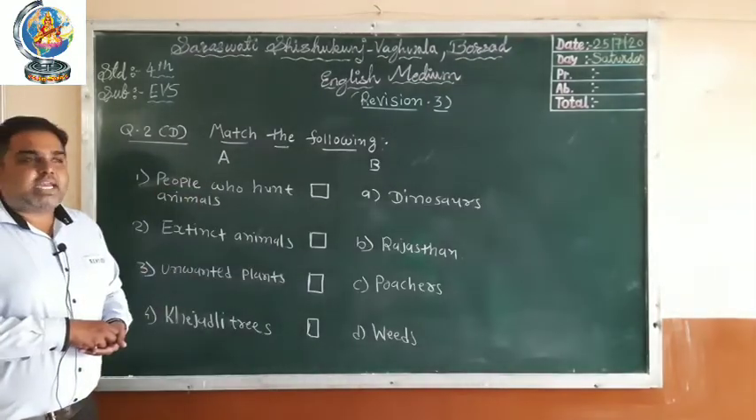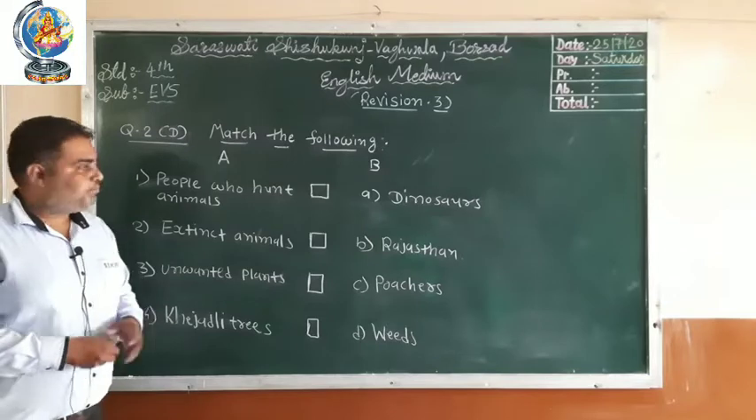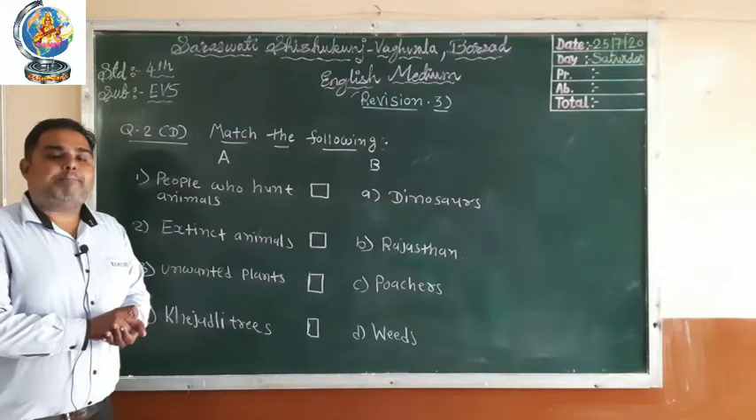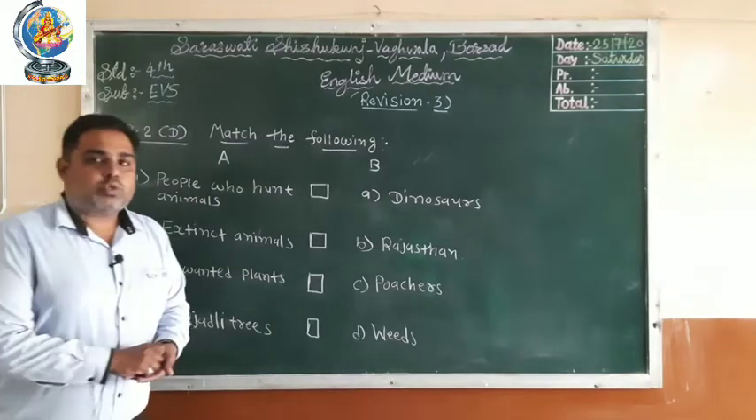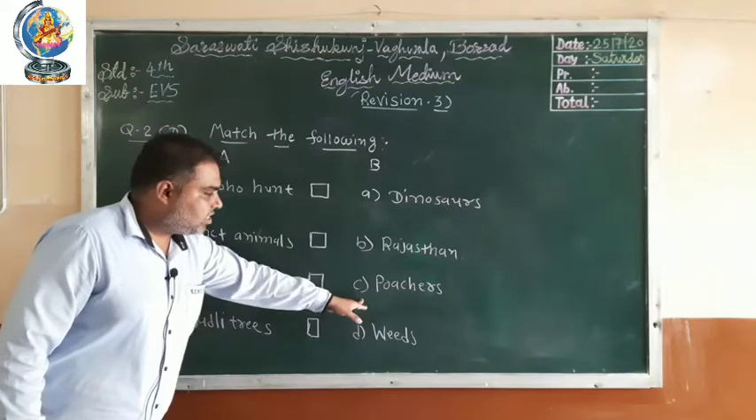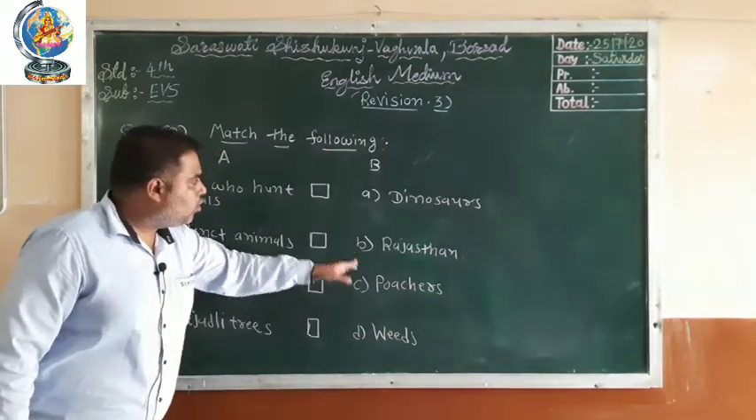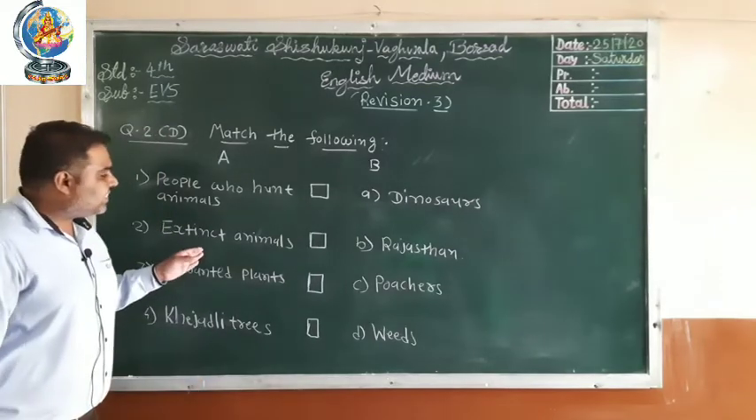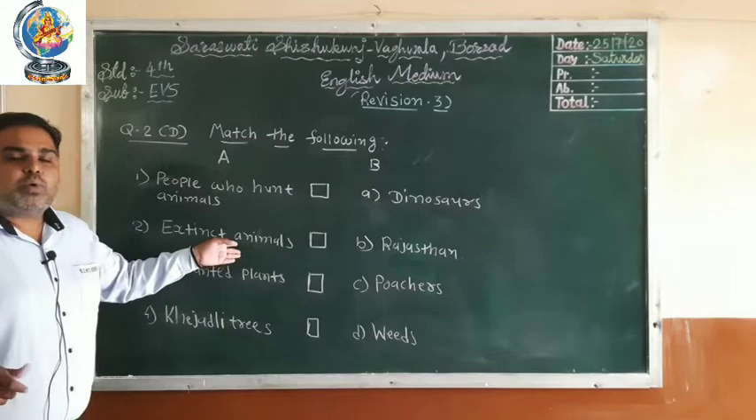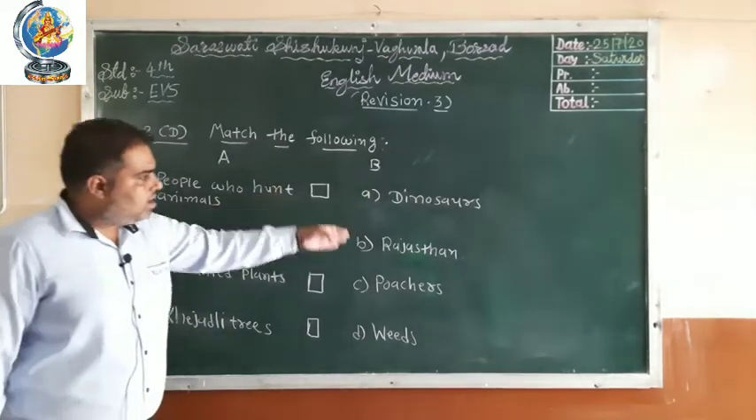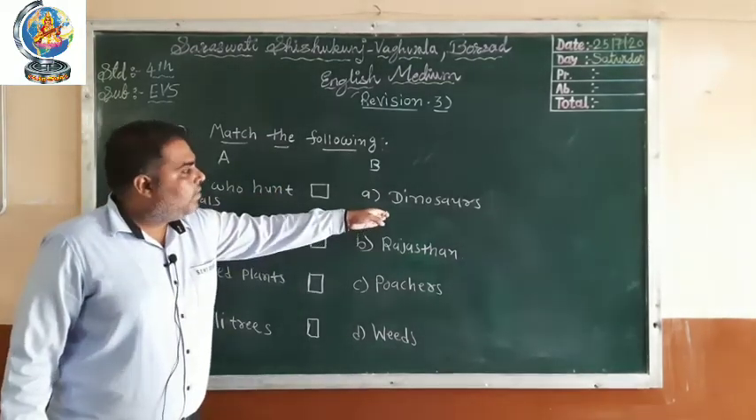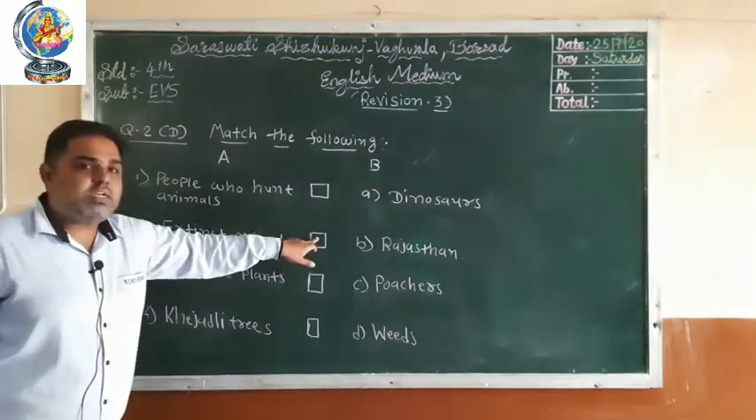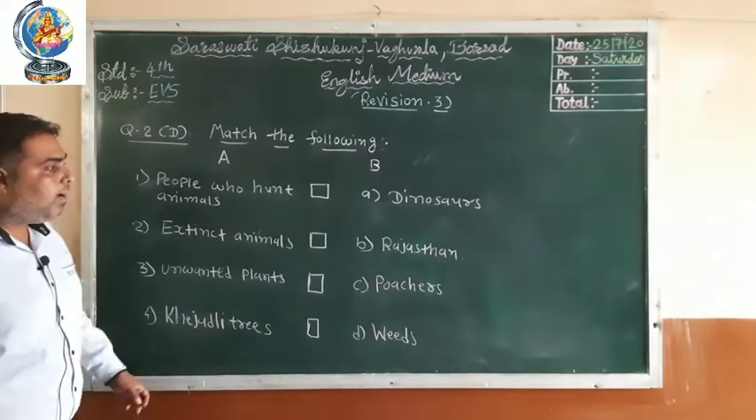So here students, second match the following. First, people who hunt animals. What do we call people who hunt animals? We call them poachers. So C option is correct. So you have to write C option in this first box provided. Second number is extinct animals. Which are called extinct animals? So here dinosaur. Dinosaurs are called extinct animals. So A option is right. So you have to write A option in this second box.